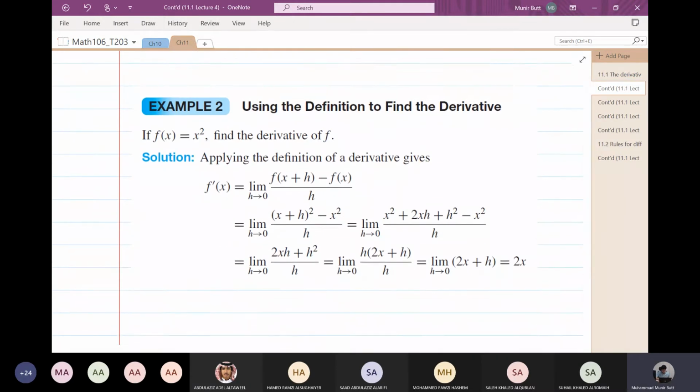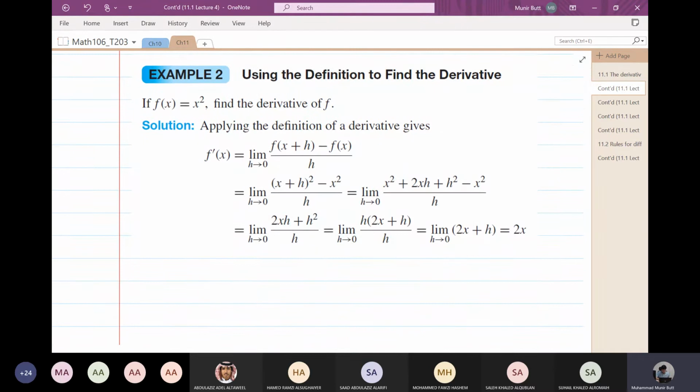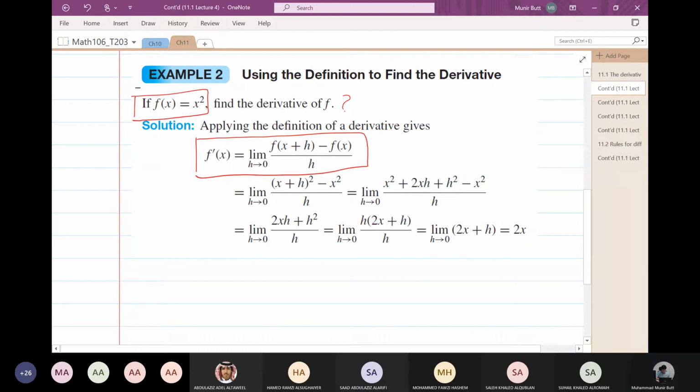Okay, now the same thing, how to find the derivative. Here it says to use the definition to find the derivative. So now we are given this function again, and the question is: find the derivative. And now what we will do is apply again the same definition. Do you agree with this? Yes.